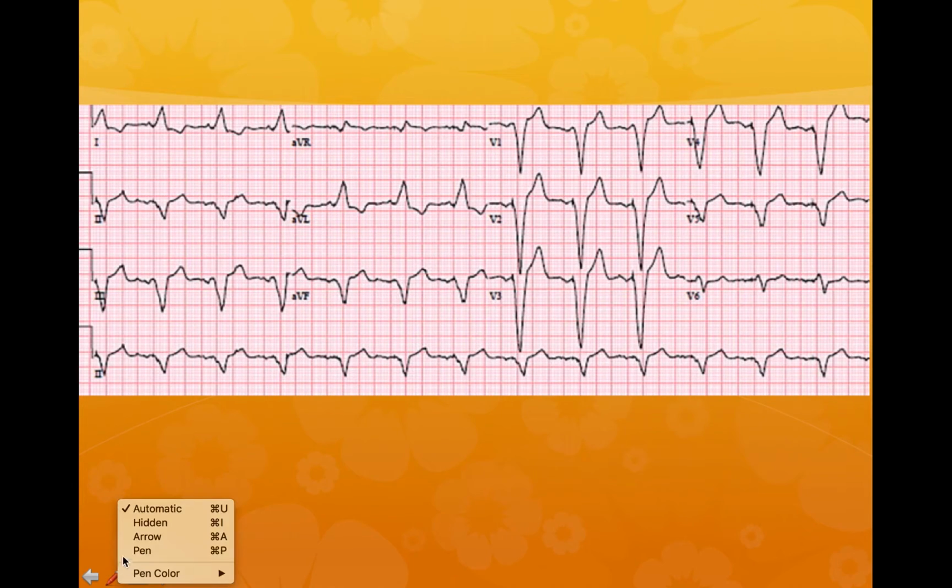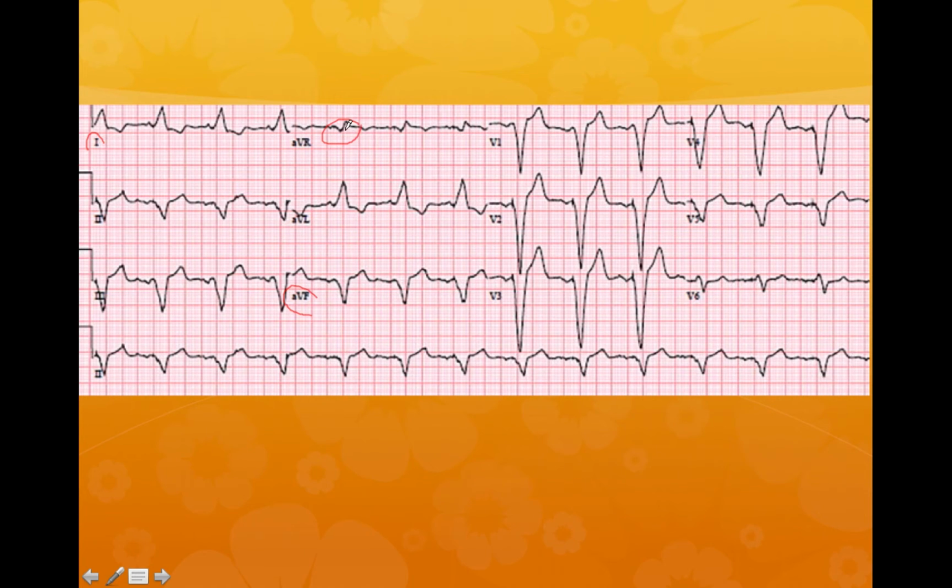Unfortunately, in this example, we don't have that. Lead 1 is positive, but AVF is negative. So we have to do something slightly different. What we actually have to do is look at a biphasic wave. So if the electrical impulse is moving towards a lead, such as here in the case of 1 and AVL, it's going to be positive. If it's moving away, it's going to be negative, such as lead 2, lead 3, and AVF.